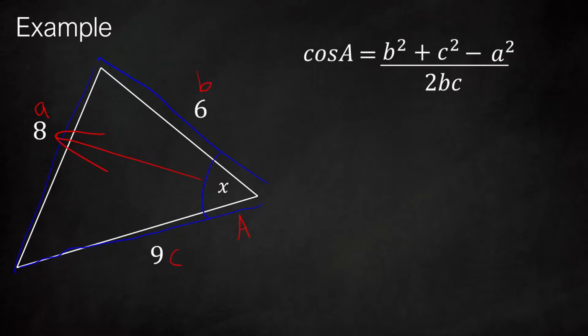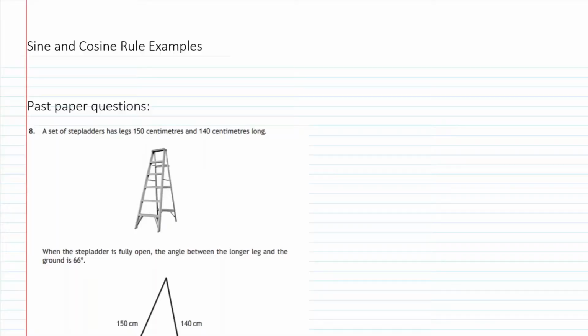Okay, so let's substitute the values we've got in the example into our equation. So cos x is equal to this equation here, where we've subbed in 6 for b, 9 for c, and 8 for a. If you pop this on your calculator, you can do it in steps or all at once, but it'll come out to be cos x is equal to 0.49. But we're not done there because we don't just want cos x, we want x. So to get x, we just take the inverse cos of 0.49. You pop that on your calculator and it comes out to be 60.6 degrees.